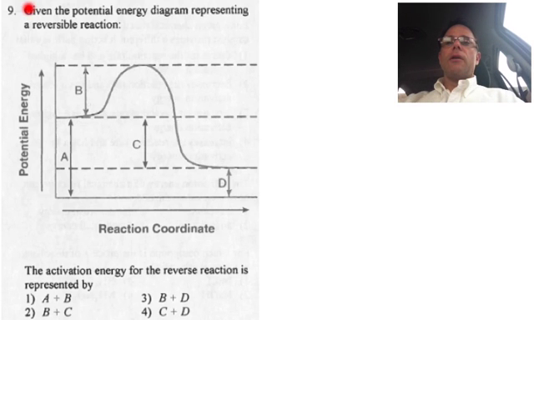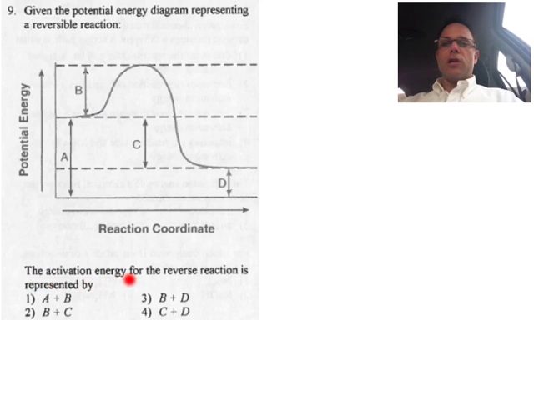Alright, question number 9. Given the potential energy diagram representing a reversible reaction. Reversible reaction implies that the reactants, if they reach enough activation energy and have the correct orientation of the collisions, effective collisions, will produce a product. But conversely, the products, if they acquire enough energy, will reverse. These reactions will tend to reach a state of equilibrium if they do not go to completion. Alright, here's the question.